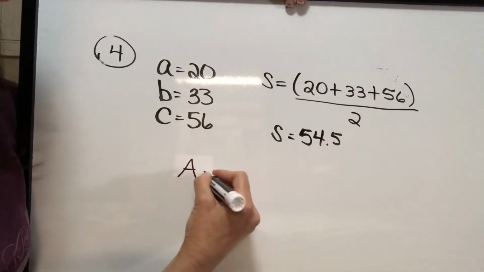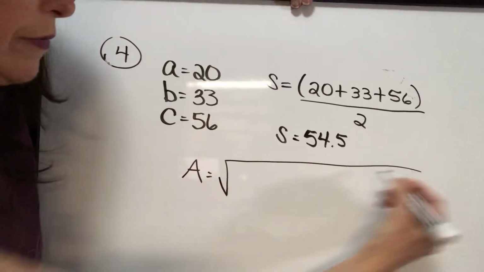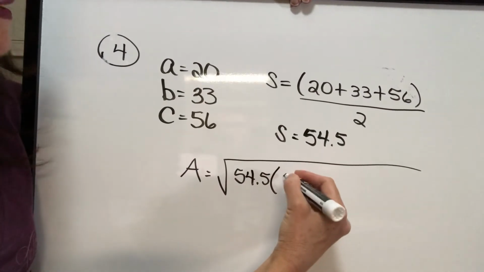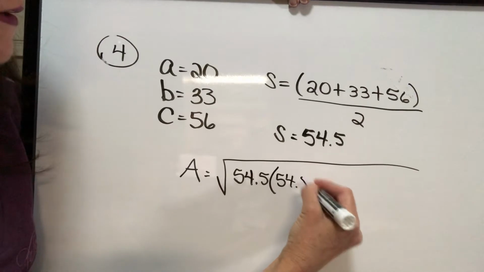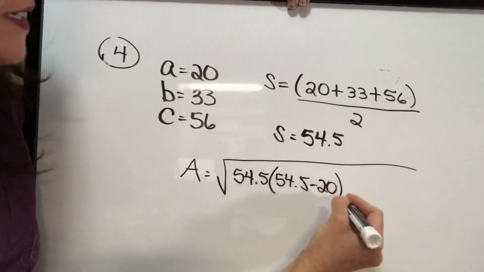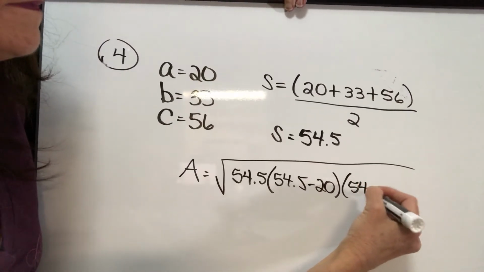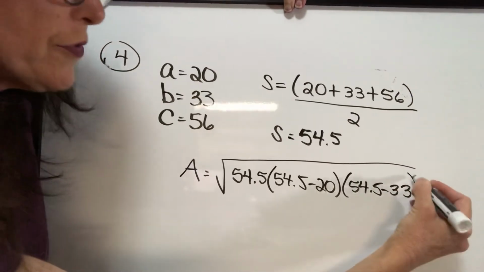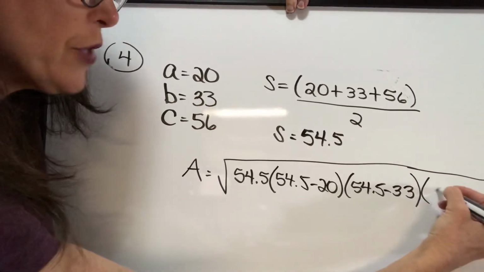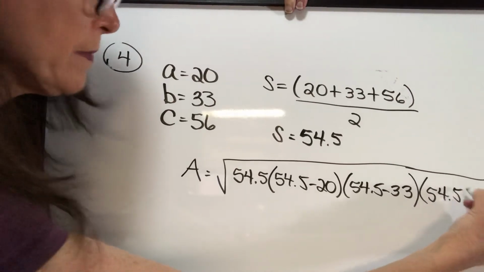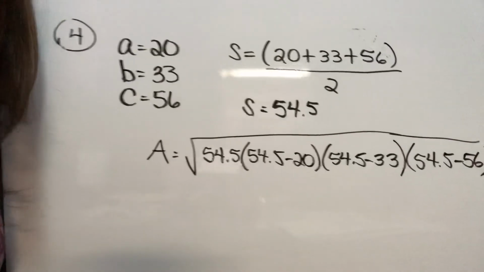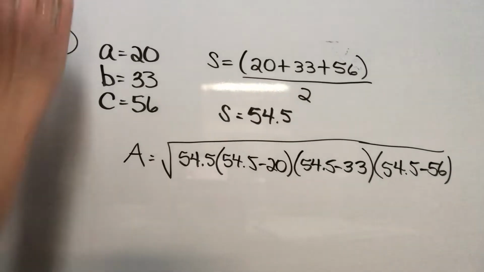Okay, so now we plug it into Heron's Formula. So it's a square root sign, 54.5, and then you do 54.5 minus each side. And it doesn't really matter what order you do them in, as long as you've got all 3 of them subtracted from the semi-perimeter. So I'm just going in the order of the problem. So this is what you would type in exactly on your calculator.